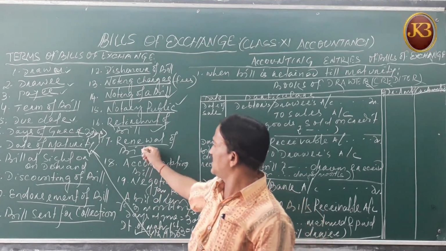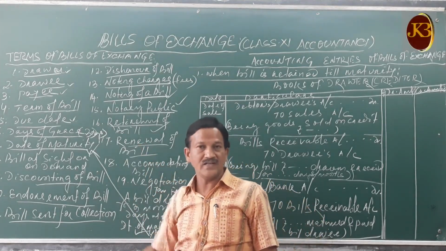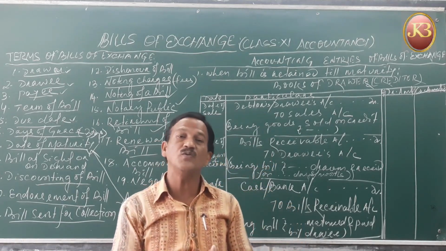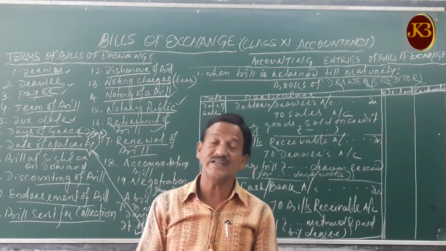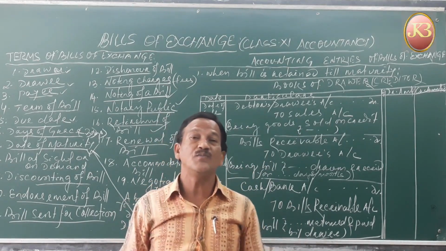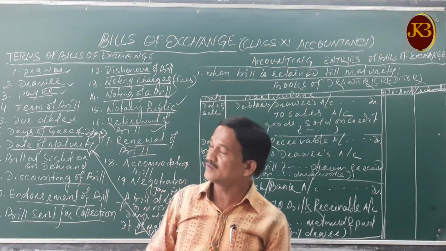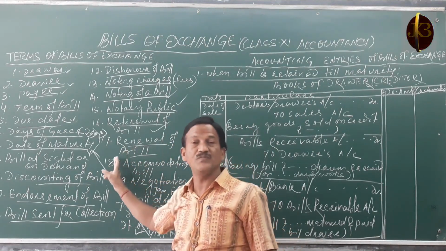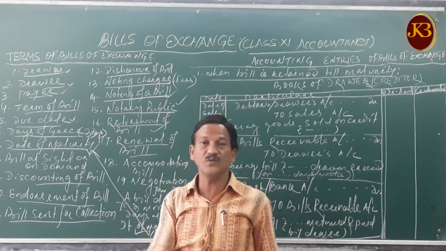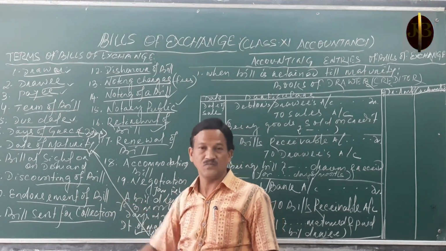So a renewal of the bill is drawn when the drawee sees he is unable to make the payment of the bill on the date of maturity and does not want a dishonor of the bill. In those situations, he may request the drawer to cancel the old bill and accept a new bill by extending some time.